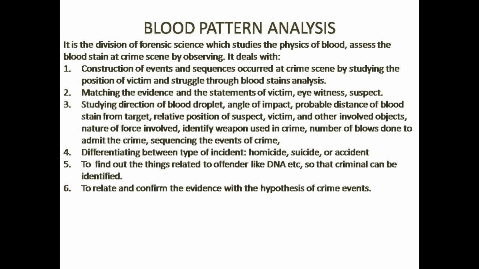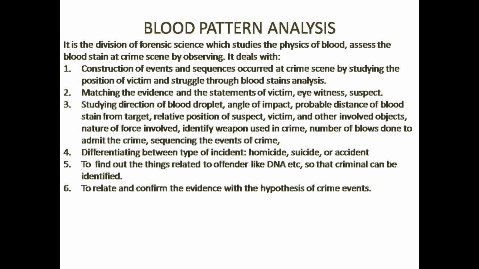Then what was the nature of force involved in making the blood stain come out, and what was the nature of the object used to do the crime. Then what was the relative position of suspect, victim and the other related objects. It can also be used to identify the number of blows which were done to commit a crime. It could be a death or anything which has happened on that particular crime site. Then it can also be used to find out the sequence of events.